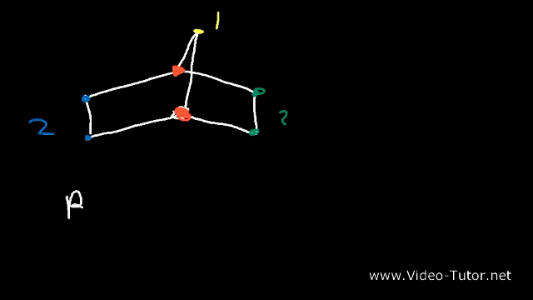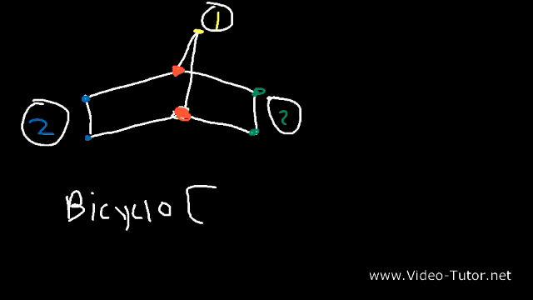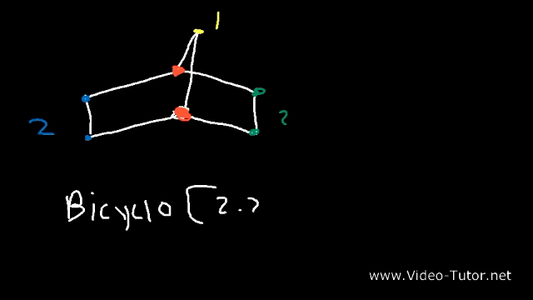So to name it, it's going to be called bicyclo in descending order 2,2,1. And then add the total number of carbons that we have, which is going to be the sum of these 3 numbers plus the 2 bridgehead carbons, which is 7. So bicyclo[2.2.1]heptane. Let's try another example.